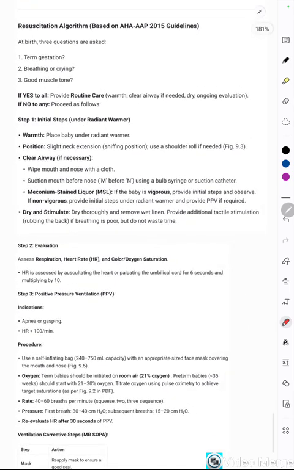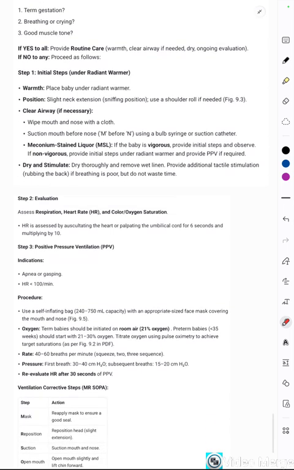Now the resuscitation algorithm. First three questions are asked: whether it's a term gestation or preterm, then is the child breathing or crying, and good muscle tone. If all three factors are present, then routine care is given, that is provide warmth to the baby, dry the baby, clear the airway if needed, and ongoing evaluation. If no to any of these three questions, then the initial step is warmth. Place the baby under the radiant warmer or wrap the baby in a cloth.